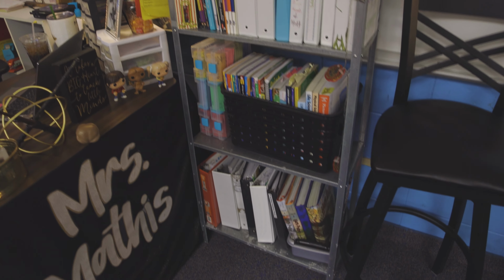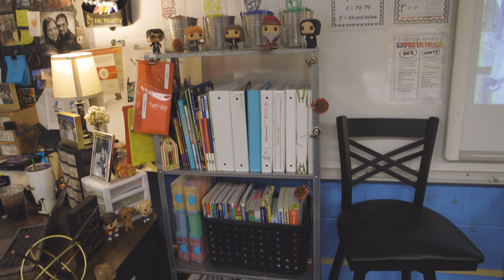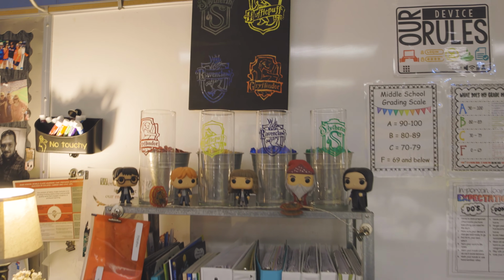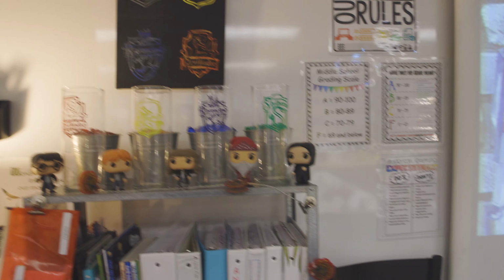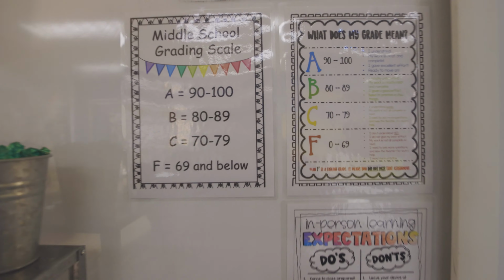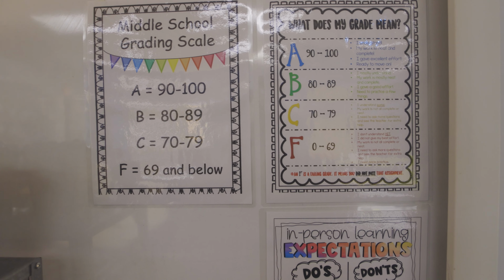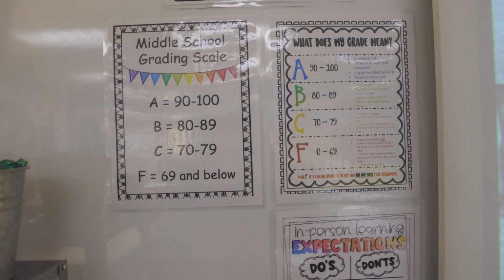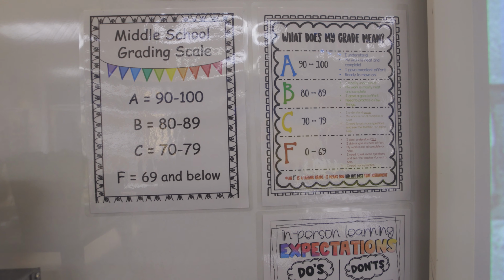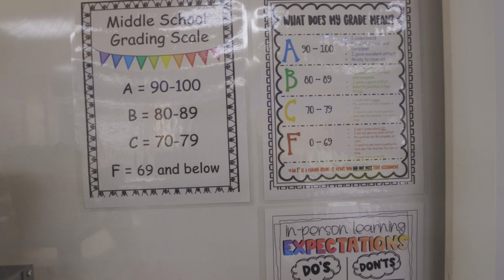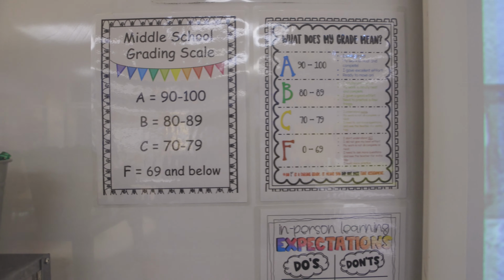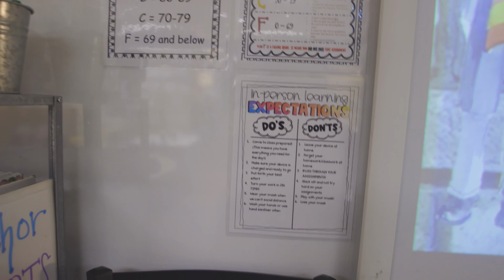And then here's my kind of little teacher area. There's our house points right there. And I do have these up at all times so students always know what their grades mean. Because I can't tell you how many times a student will ask me, is a 59 a good grade? And they have no clue. And so I keep these up so that way students know exactly what their score is.